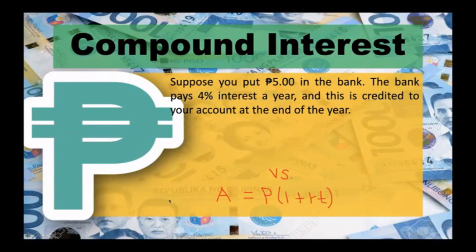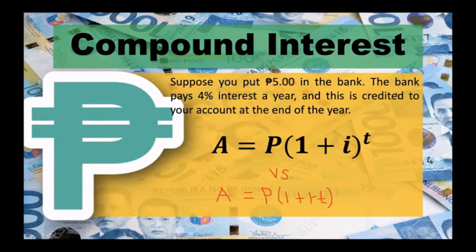Now for compound interest, let's see the difference with the simple interest by considering this problem. Suppose you put $5 in the bank. The bank pays 4% interest a year, and this is credited to your account at the end of the year.